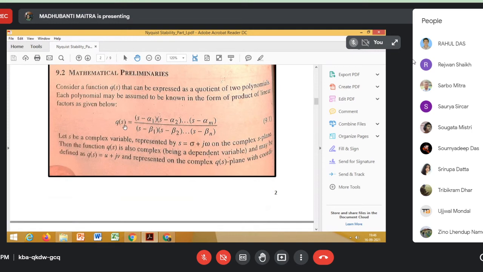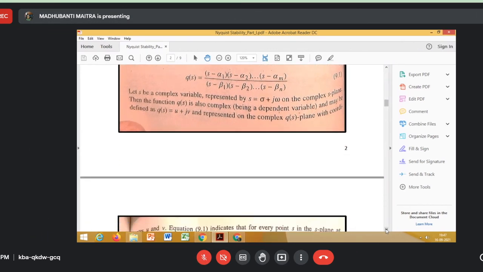So that means this QS will have a magnitude as well as a phase angle. I have written this expression. Have you noted down this expression, or rather this equation?